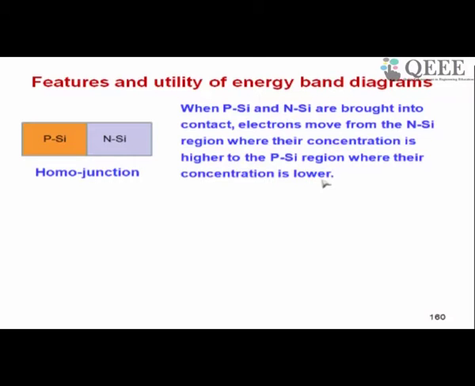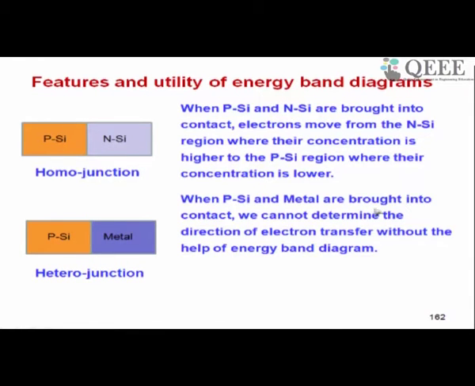However, supposing you take a situation like this, you are joining a p-type silicon and let us say metal. So you replace the n-type silicon by a metal here. This is a heterojunction because the two sides of the junction are different materials. Now what happens?